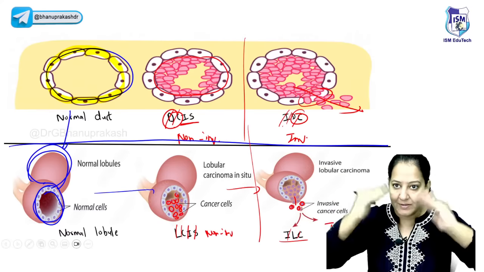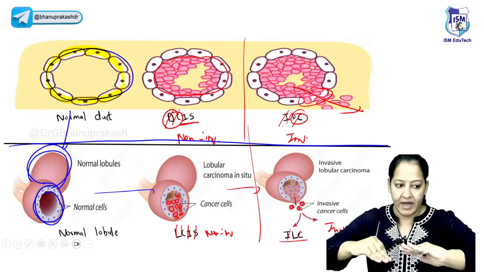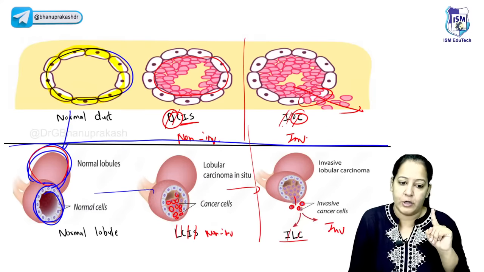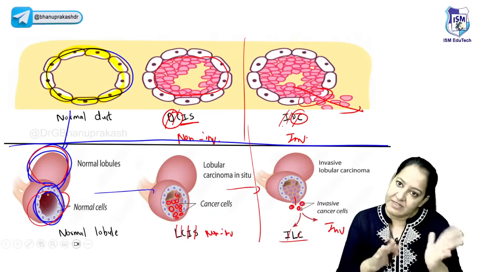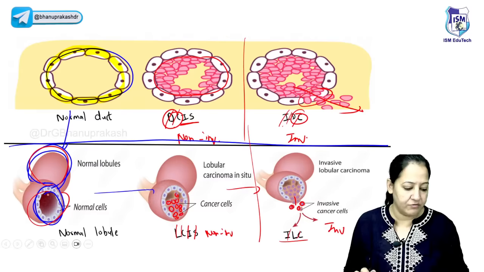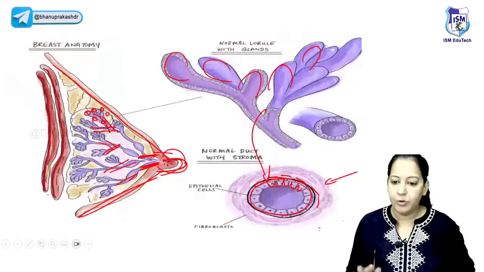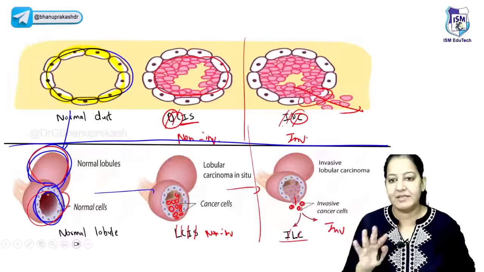What is a ductule? What is a lobule? See the upper diagram. See the lower diagram. In the upper diagram, you all can see the ductule is one. Lobule is multiple ductules. After that, see non-invasive in both of them and see invasive in both of them. Say something. Respond, please. You got it? What I told you, the 4 types, all 4 types are visible in this diagram.